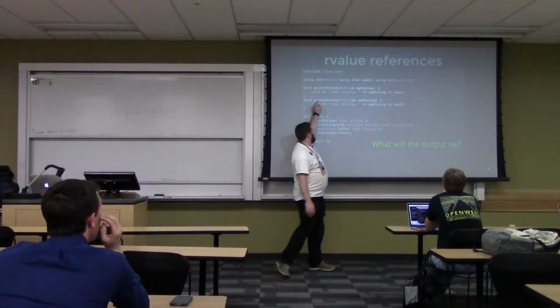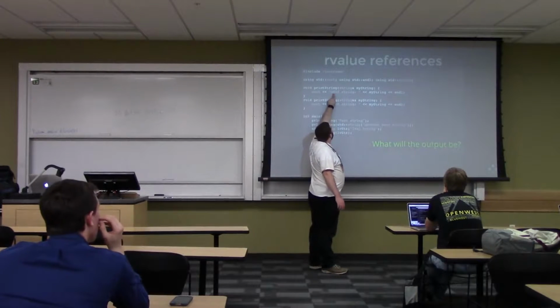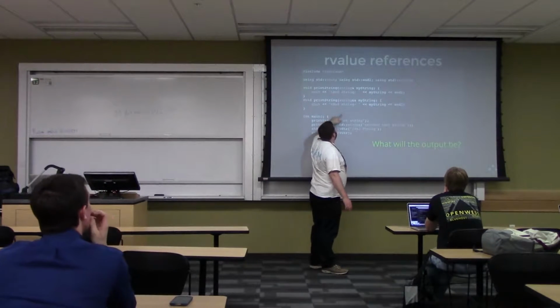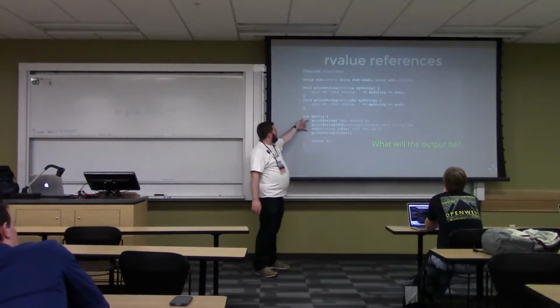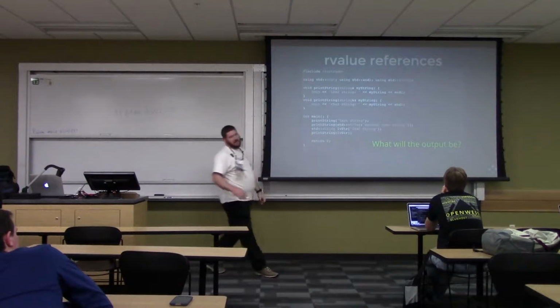Any R value is going to call this one, and any L value is going to call this one. It's going to print out LREF and RREF. And then we're going to call this with four different values. With this first one, which one is it going to call? R value or L value? R value. What about this one? R value. Now we define a string LVstr and we pass that into print string. R value or L value? L value. Exactly.